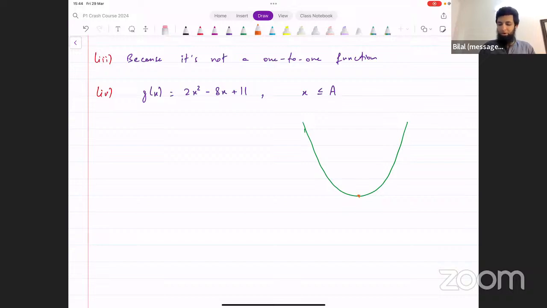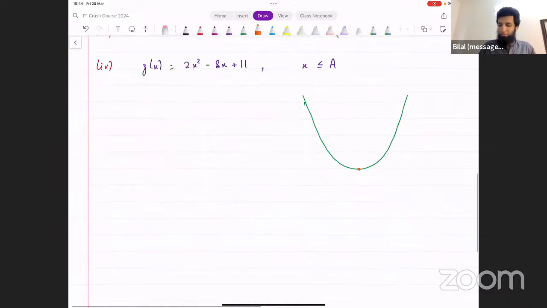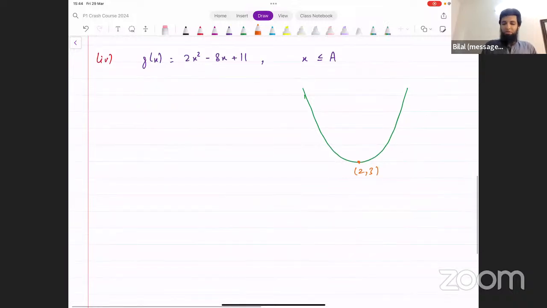The turning point of this graph is (2, 3). We have found that already. Now, what's the domain of this function? x is less than or equal to a. Now, a is some value of x.